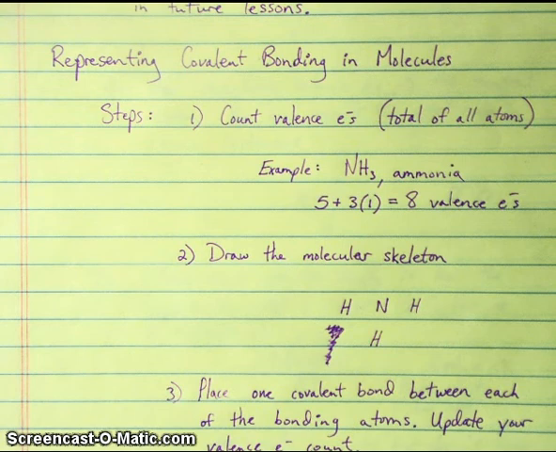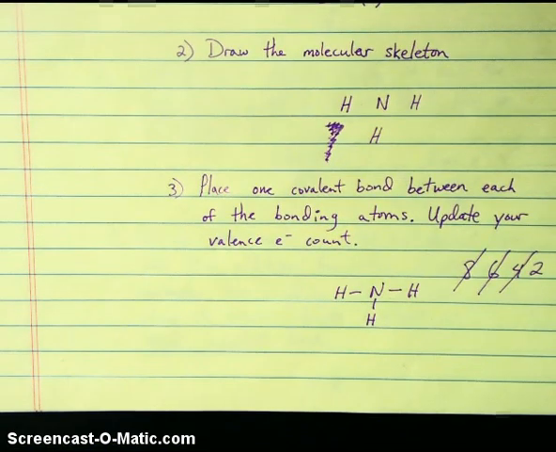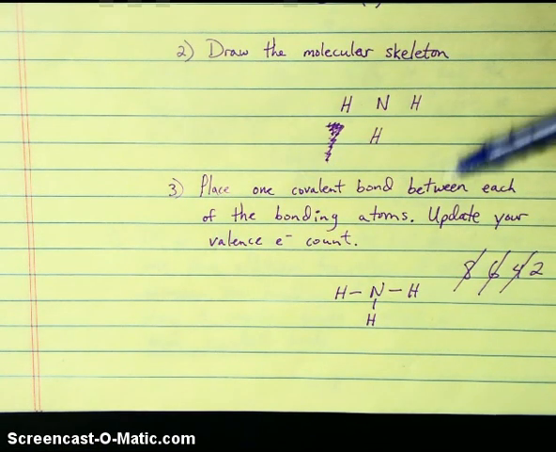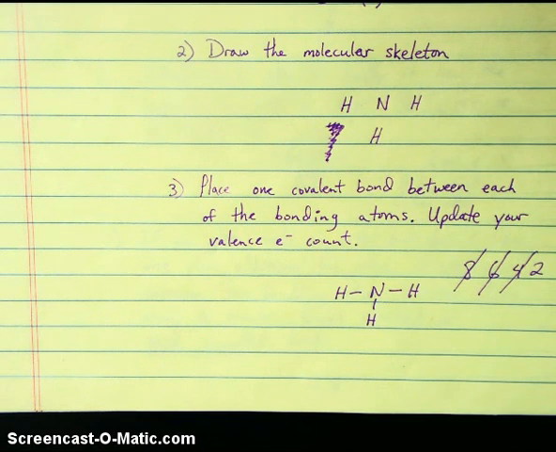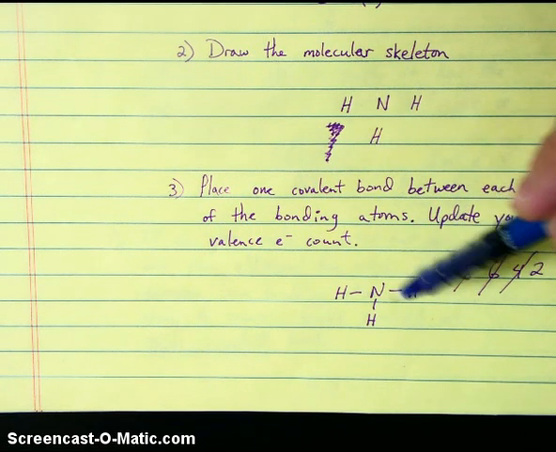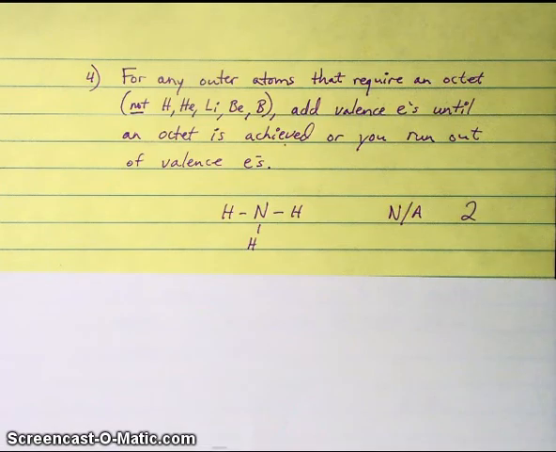So we place 1 covalent bond between each of the bonding atoms, and then we update our valence count. So every time I draw a line, that's representing 1 covalent bond, and that's 2 electrons. You can see that I've connected all of the atoms that would bond together, and I've used 3 lines, so that's 2 electrons per, that's 2 times 3. 6 electrons have been used. So I've gone from 8 to 6 to 4 to 2 valence electrons.